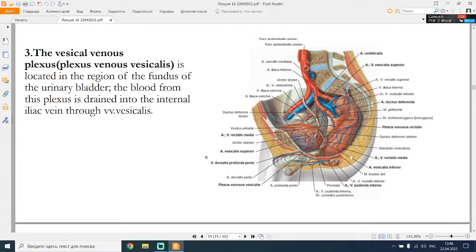Next, the vesical venous plexus, plexus venosus vesicalis. It is located in the region of the fundus of the urinary bladder. The blood from the plexus is drained into the internal iliac vein through the vena vesicalis.